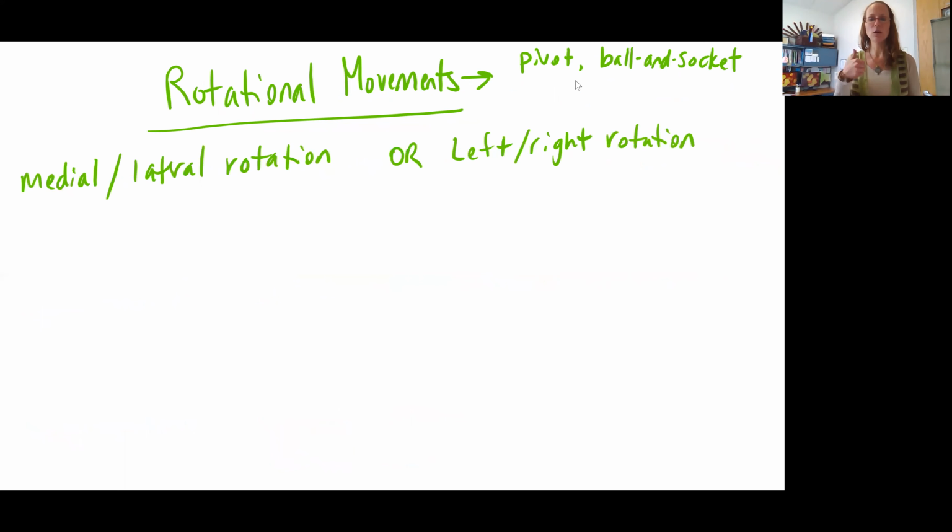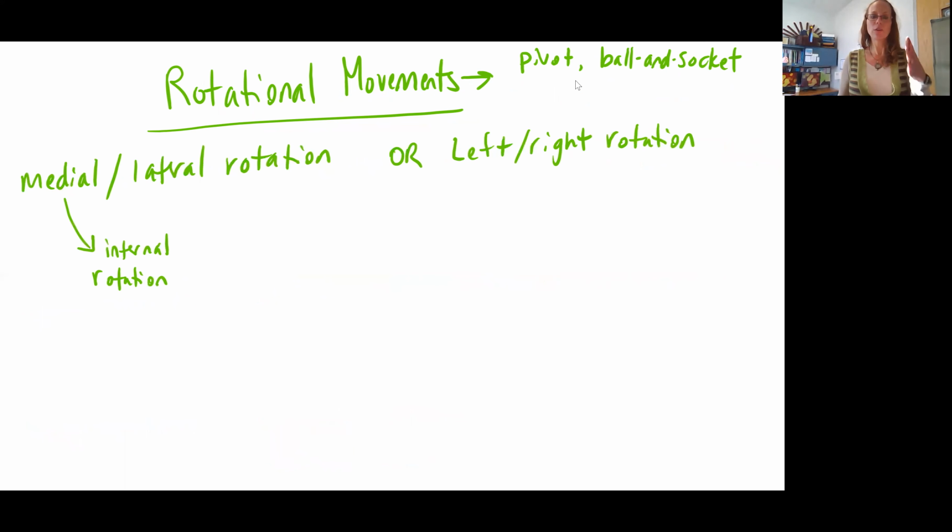Rotational movements can occur with a pivot joint and with a ball and socket joint. Okay, so we can do what is referred to as the medial and lateral rotation, or you can call it an internal and an external rotation.